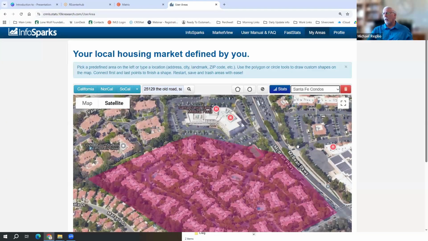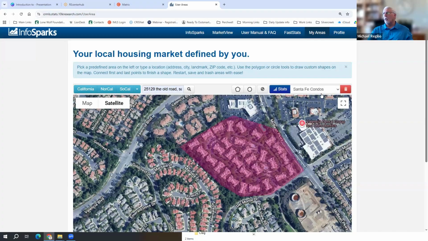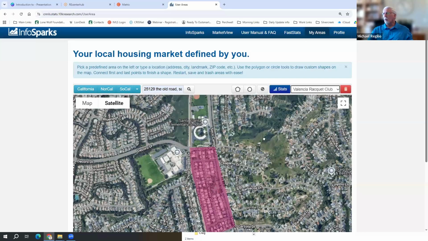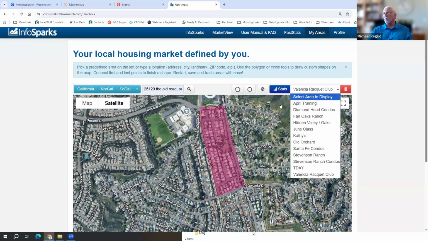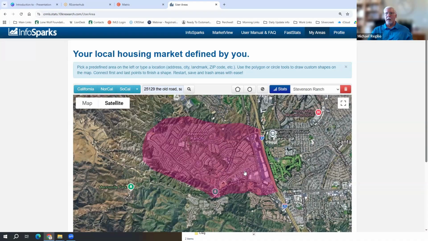So I have one here for the Santa Fe condos in Valencia. I did Valencia Racket Club. So you can get from a big area to, if I did all of Stevenson Ranch. So you can do a big area down to a very specific neighborhood or community.